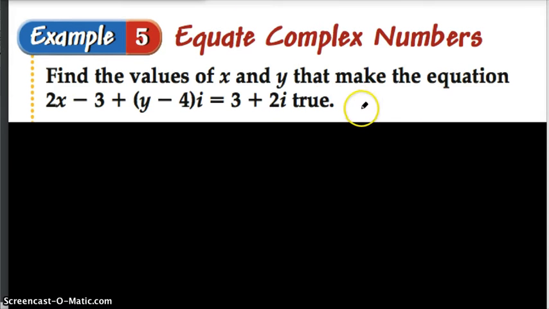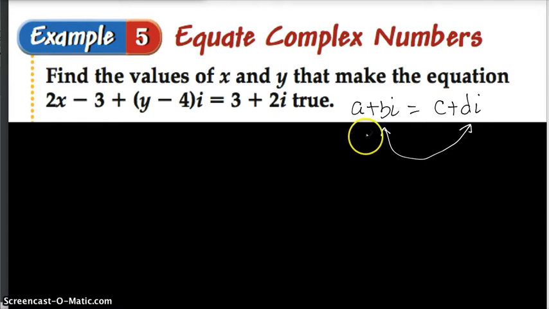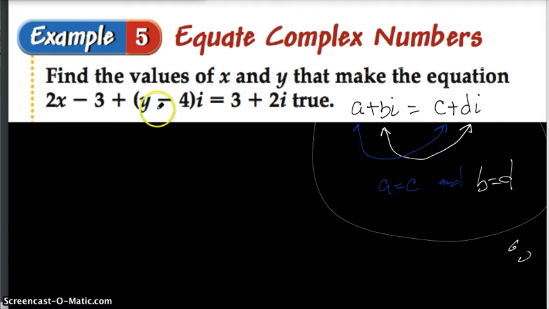So here's a little thing. If I told you that a plus bi is equal to some other number, c plus di, the fact is the imaginary parts, that's the i part and the i parts, these guys must be the same, and these guys must be the same. So in this instance, if I told you that this was the case, then that means a has to equal c and b has to equal d. All right. So this is the thought that we're thinking about as we approach this problem.